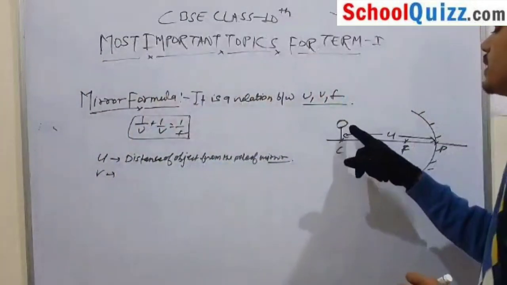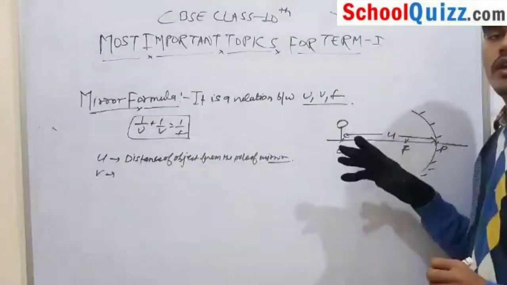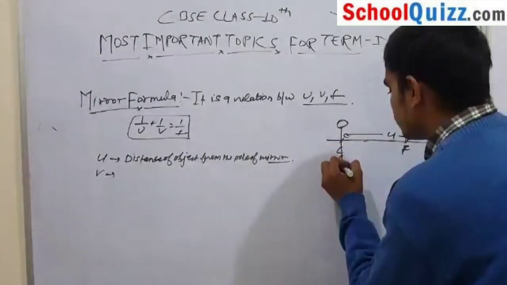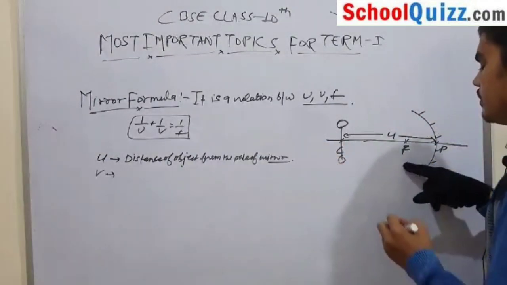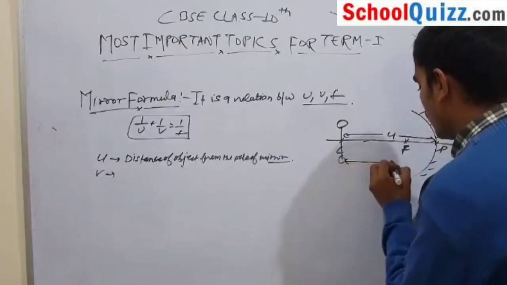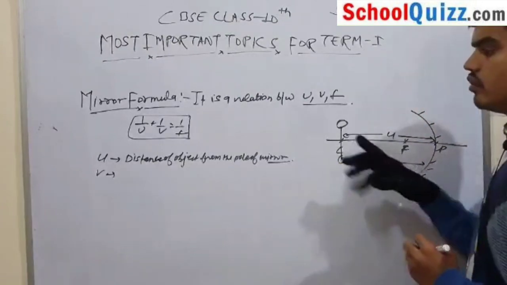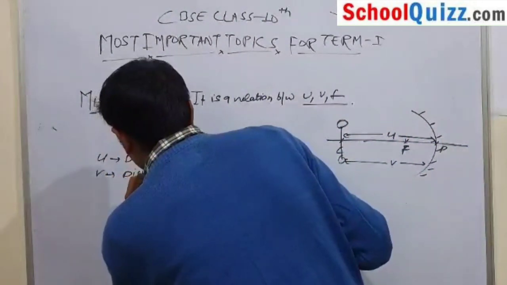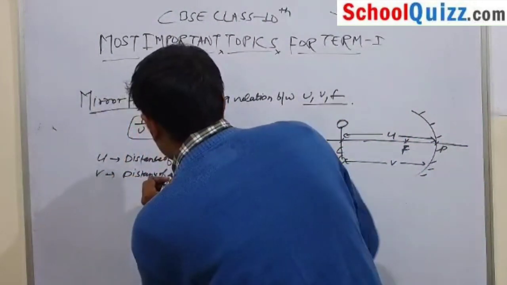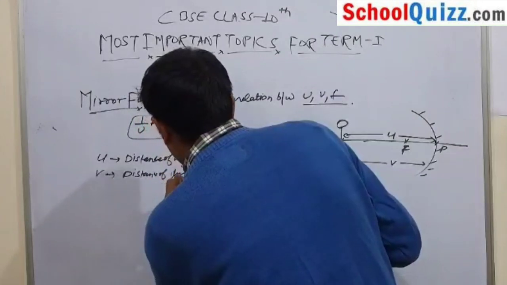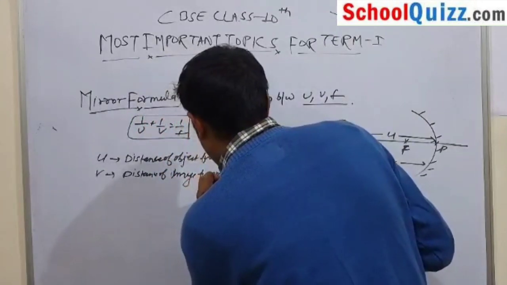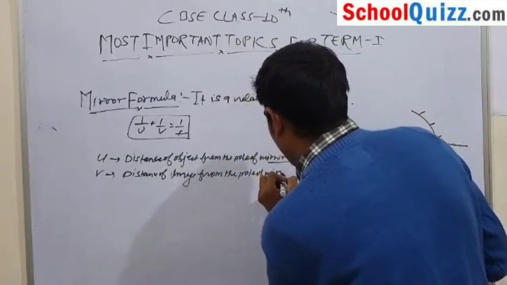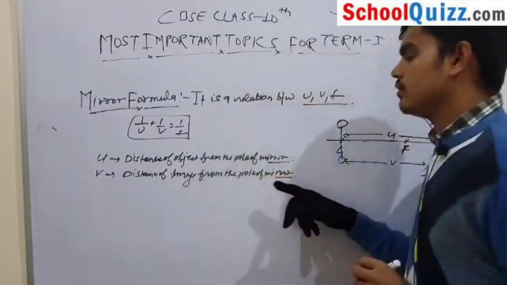What is V? If we place an object on the center of curvature, then we know that the image will be formed on the center of curvature. So this distance, the distance of image from the pole of mirror, is called V. What is V? Distance of image from the pole of mirror. This is V.